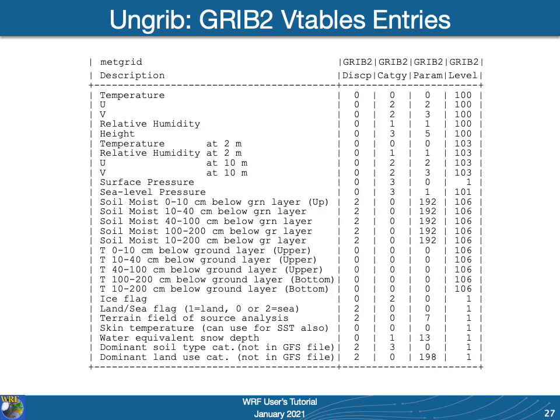For GRIB Edition 2, there are some additional parameters that are needed to identify fields, and these are appended to the right as 4 additional columns. These are things like discipline, category, parameter, and a level type.